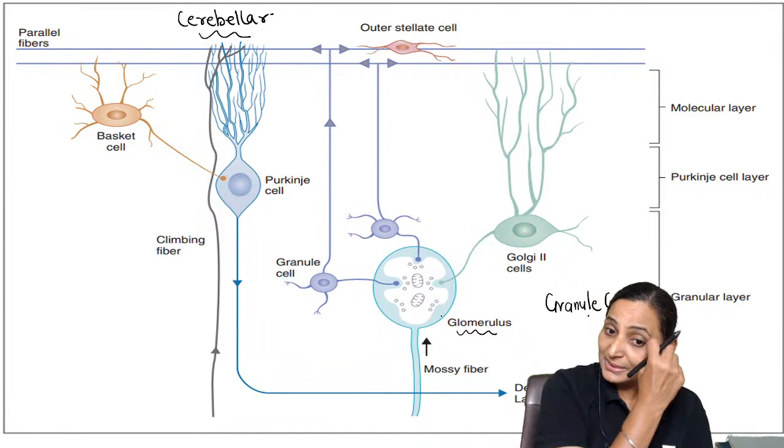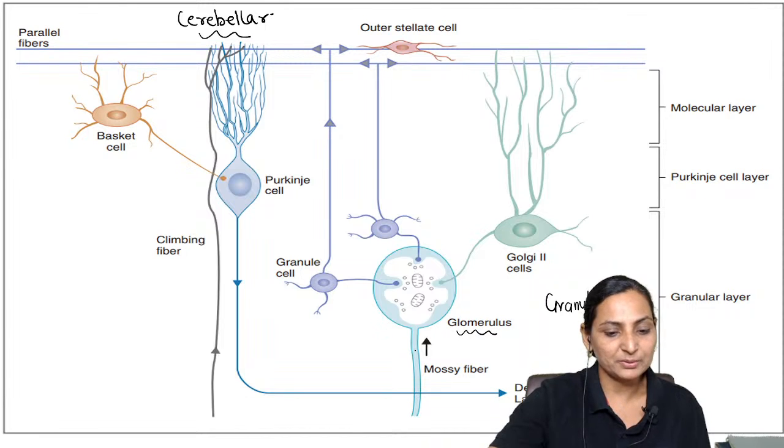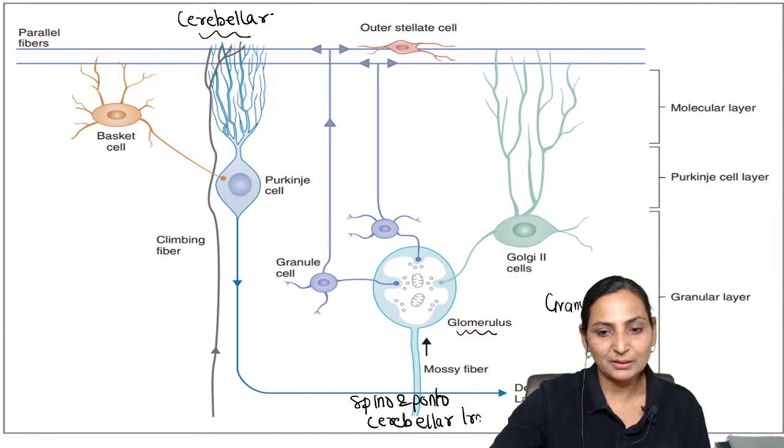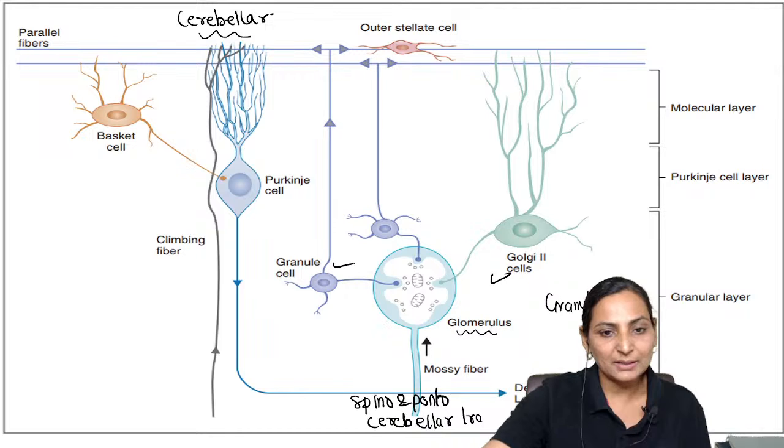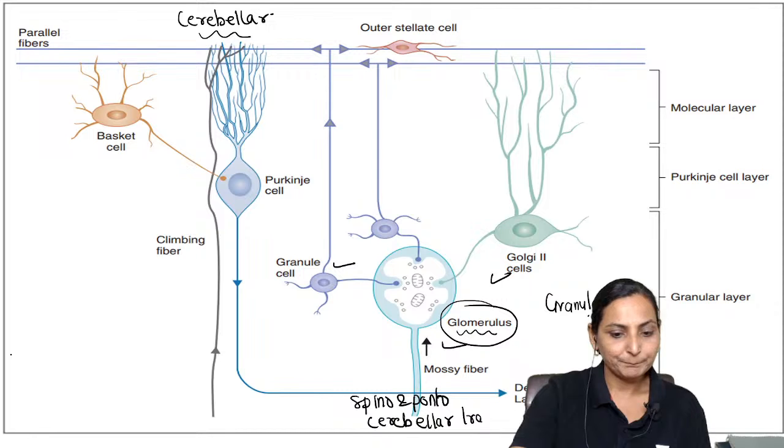This cerebellar glomerulus is made up of these mossy fibers. The mossy fibers are what? They are the spino and the pontocerebellar tracts. So these inputs which are coming into the cerebellum form your mossy fibers. These mossy fibers are going to form the cerebellar glomeruli with the Golgi cells and with the granule cells. So you have the Golgi cells, the granule cells, and the mossy fibers which are forming the cerebellar glomeruli, right? So this is the innermost layer, that is the granule cell layer.